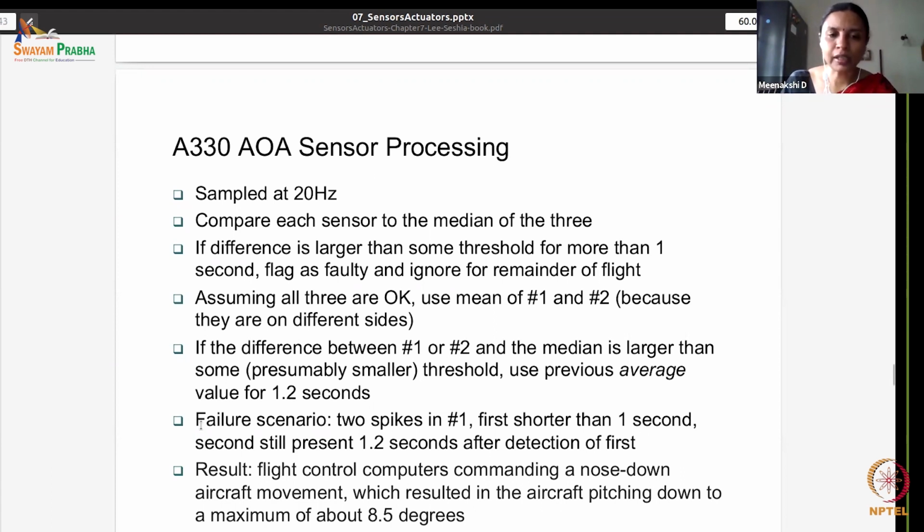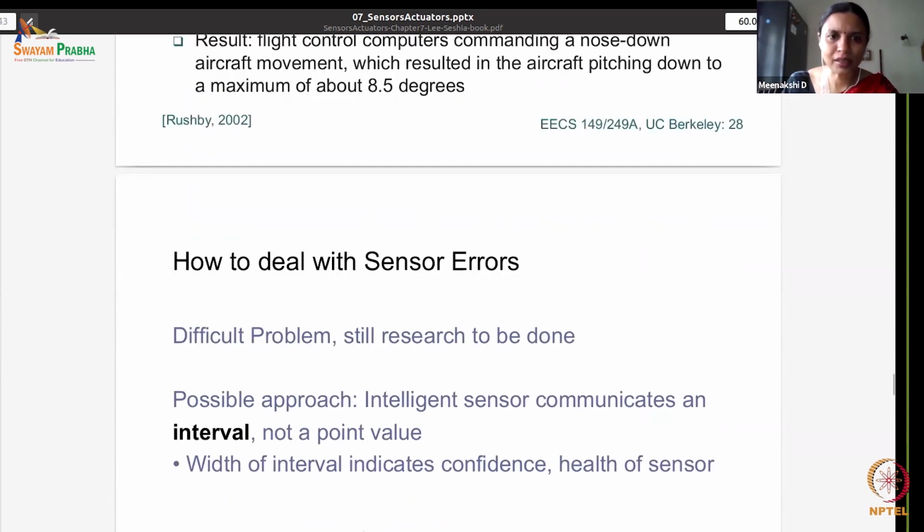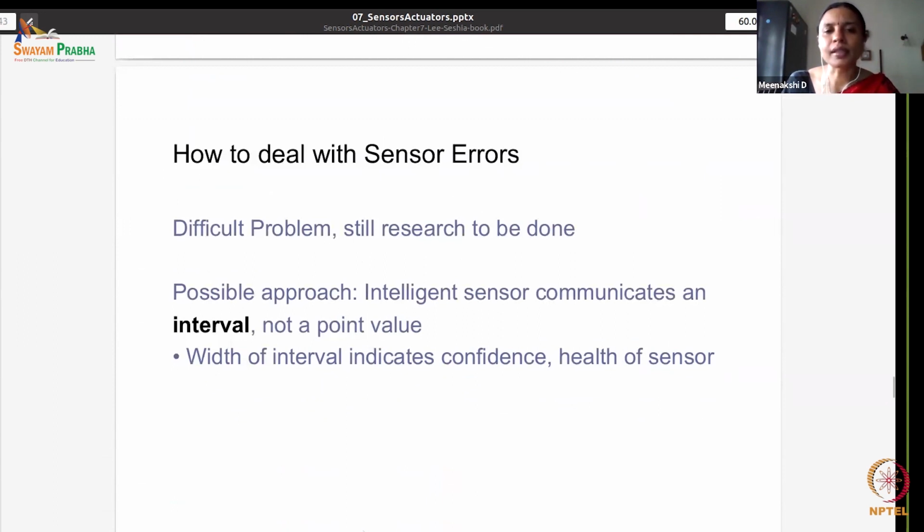What caused the failure? That's what is given here. There were two spikes in the first sensor. The first spike was shorter than 1 second, and the second was still present 1.2 seconds after the detection of the first. As a result of this, the flight control computers commanded a nose down aircraft movement, which resulted in the aircraft suddenly pitching down to a maximum of 8.5 degrees. This caused the accident.